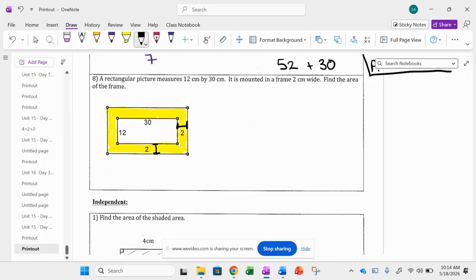So the big rectangle is too much area. The little rectangle is not the area we want. Any ideas on how to find just the yellow rectangle, the area of just the yellow? Guys, you're giving me nothing today. How do we find just the yellow area? You got it. To find the area of the yellow, we're going to do the area of the big rectangle minus the area of the small rectangle.